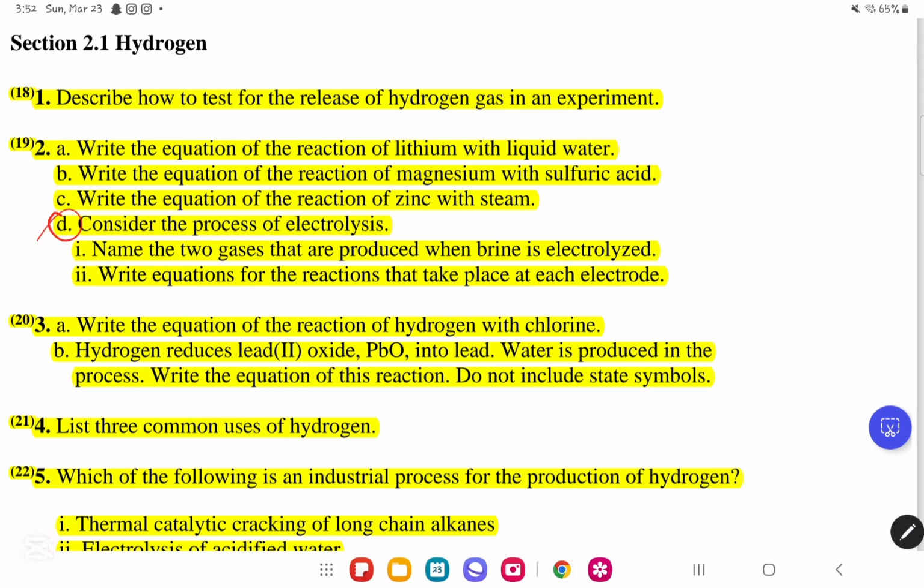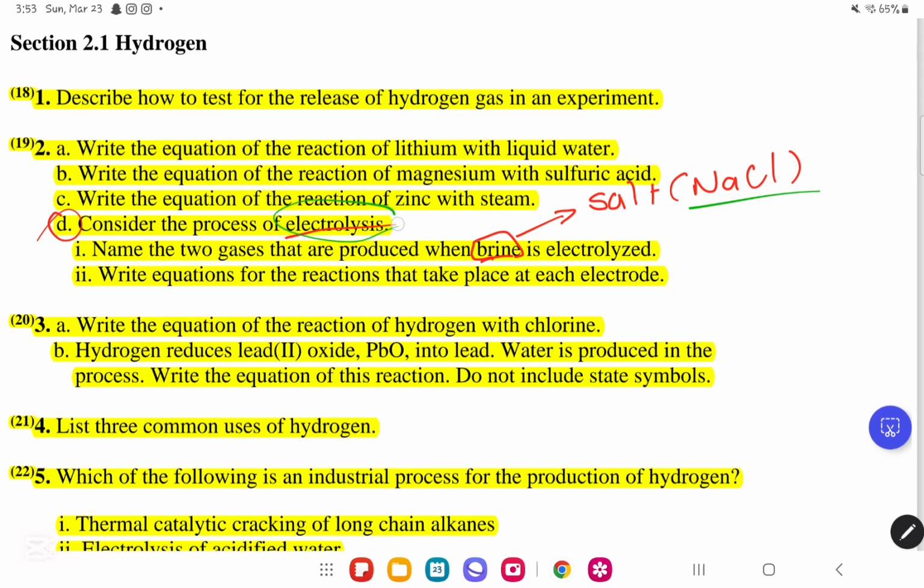In part D, they said consider the process of electrolysis. Name two gases that are produced when the brine is electrolyzed. Now, what exactly is a brine? Brine is usually a highly concentrated water solution of common salt. Usually they will use the salt NaCl. So brine is a concentrated salt solution, NaCl.